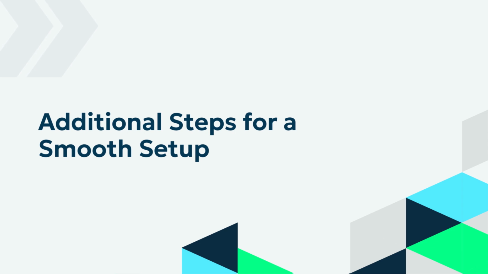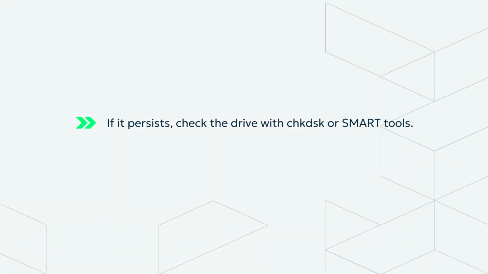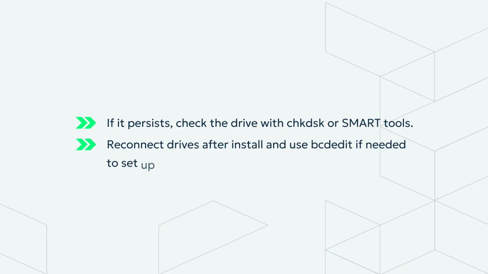Additional steps for a smooth setup. If the error persists, verify the health of your drive using diagnostic tools like CheckDisk or your manufacturer's utility to check SMART status and scan for bad sectors. After installation, reconnect any additional drives and configure the boot menu using BCDEdit if Windows doesn't list both systems automatically. Following these steps helps ensure a clean installation and a stable dual boot environment.